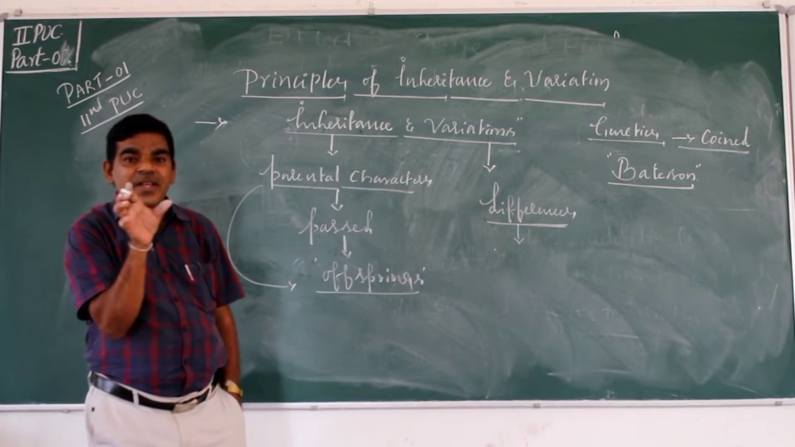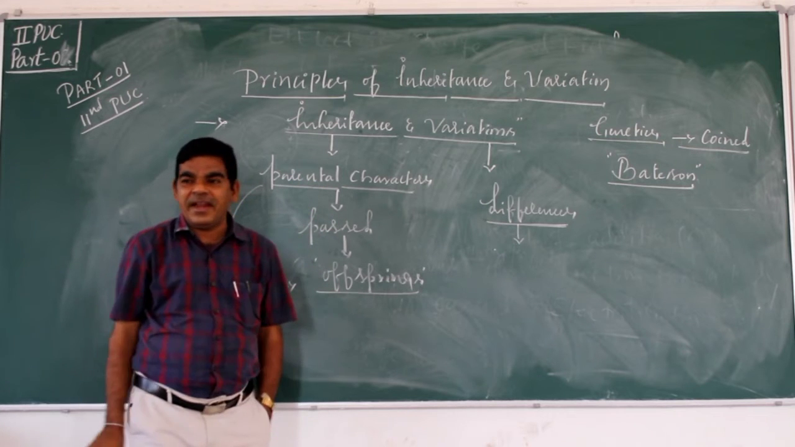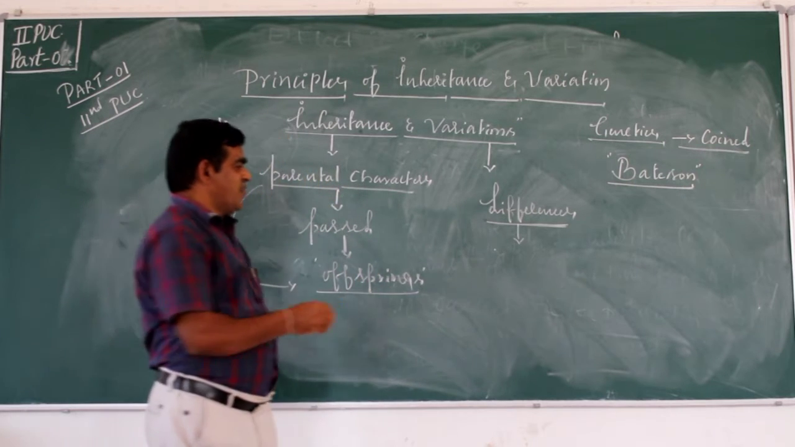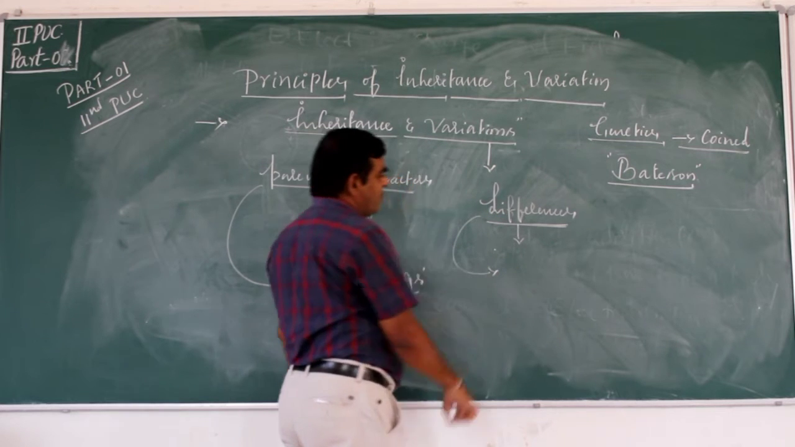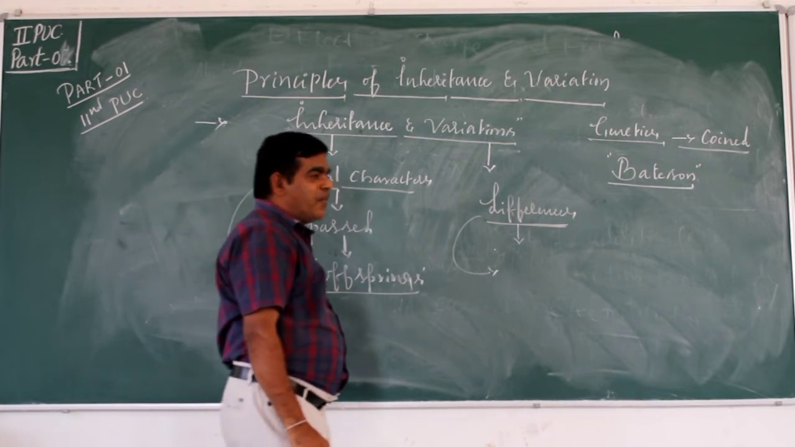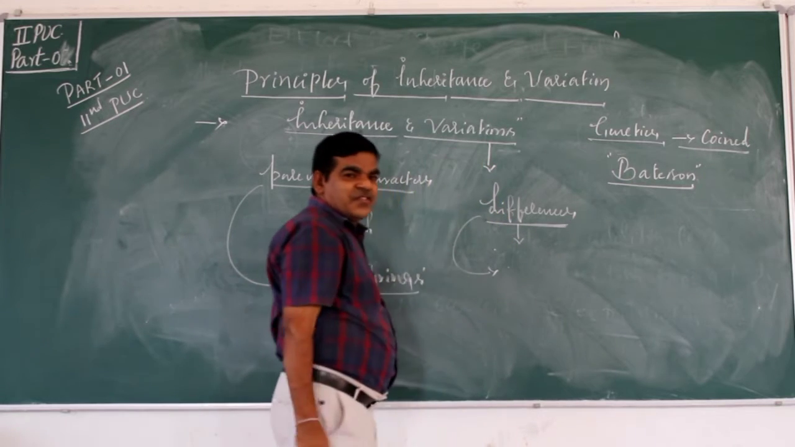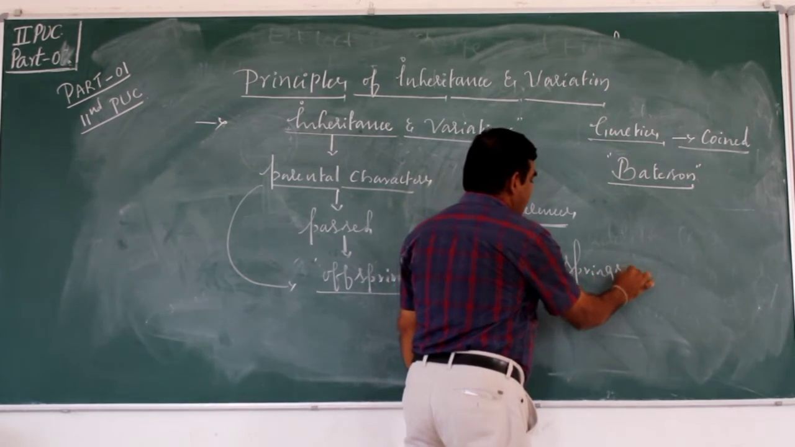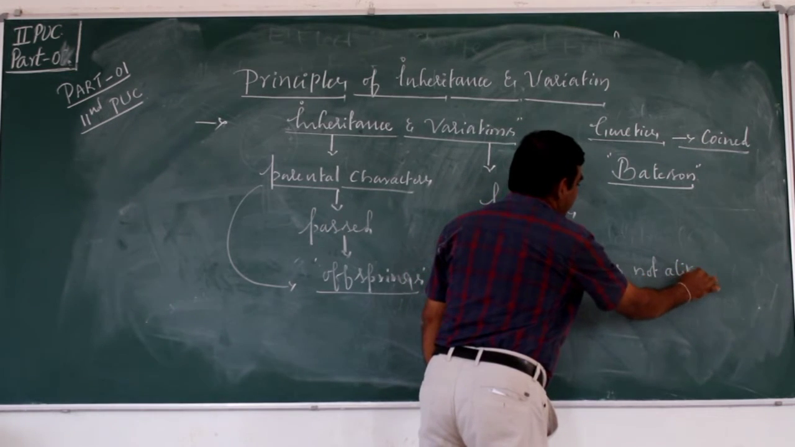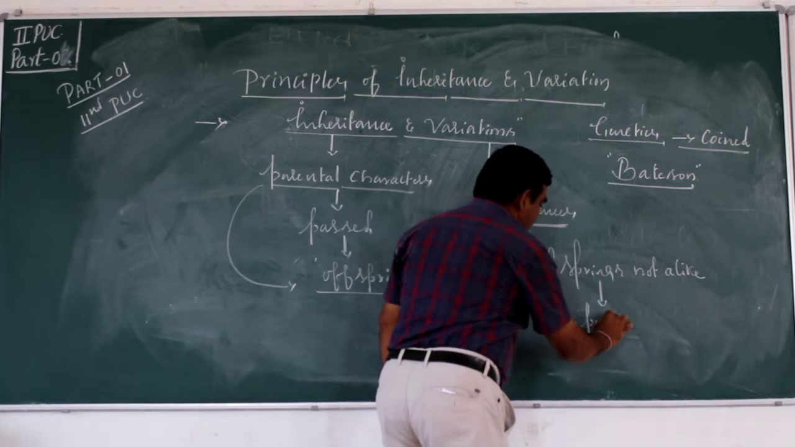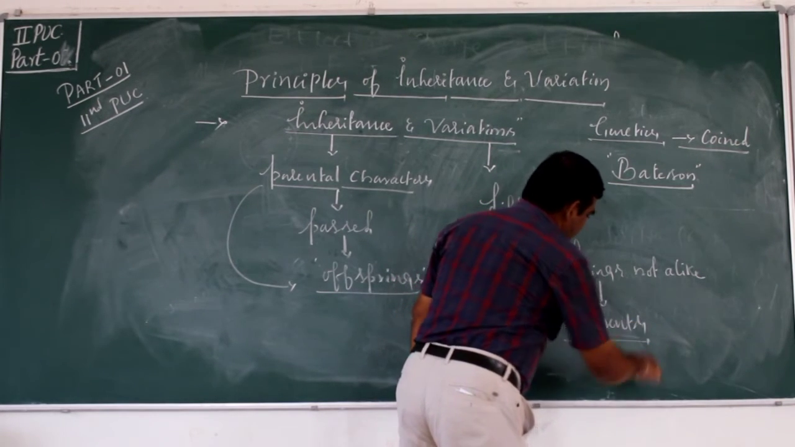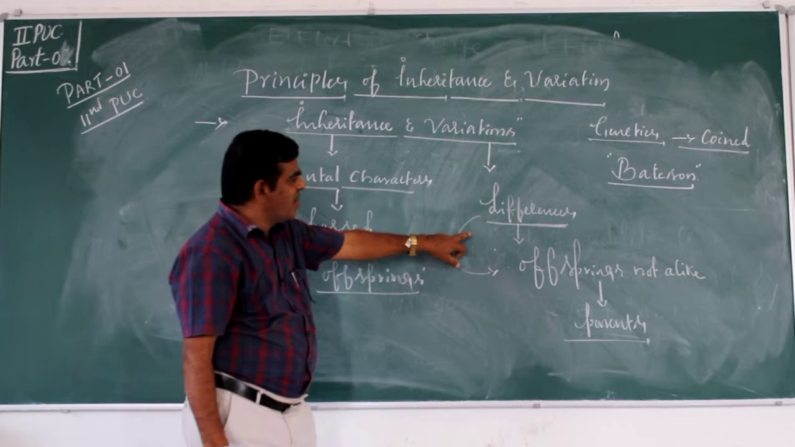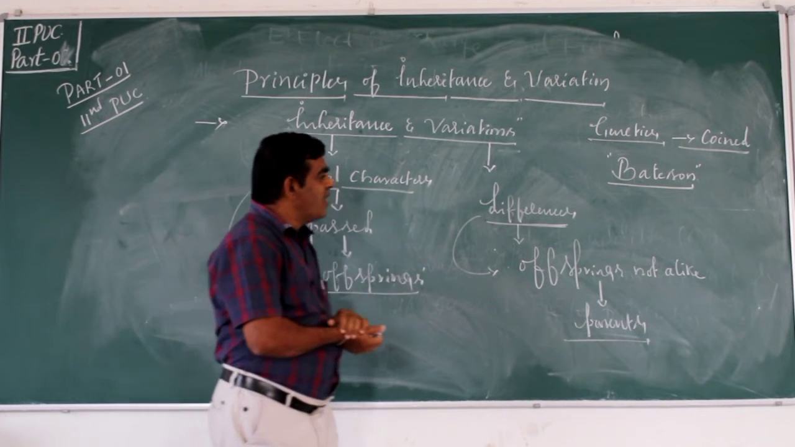The offspring are not exactly alike to their parents, but the offspring show differences to their parents. These are called variations.